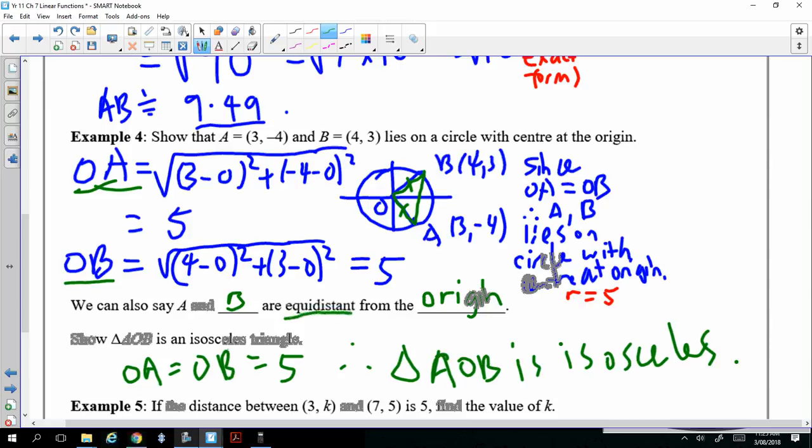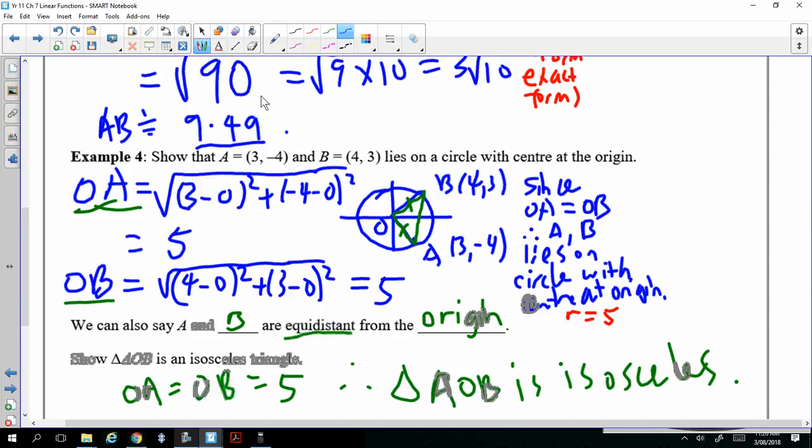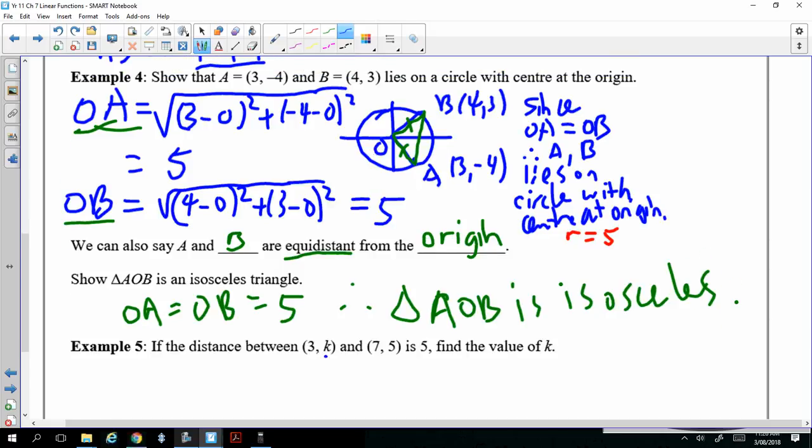Okay, any question? After this, we'll look at a slightly harder question, where they give you the distance, and you have to figure out an unknown pronumeral, right? Let's go through that. So this one you have to do a bit of algebra, and then we'll look at midpoint, and then gradient. Okay, let's look at distance.